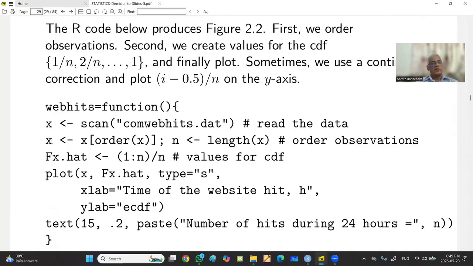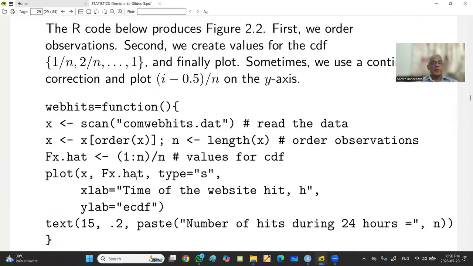So in this data set, after putting them in the order, first number will be the first order statistic, second number will be the second order statistic, and so on. So the fx hat values at each of those x values will be 1 over n, 2 over n, 3 over n, 4 over n, and so on. So if we plot fx hat versus x values, that will be given by plot, x-axis variable first, and then y-axis variable is fx hat.